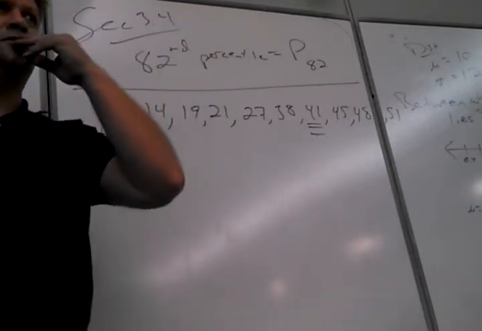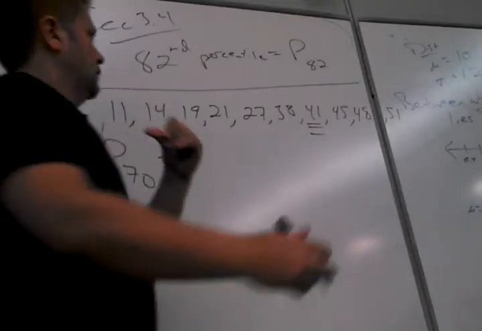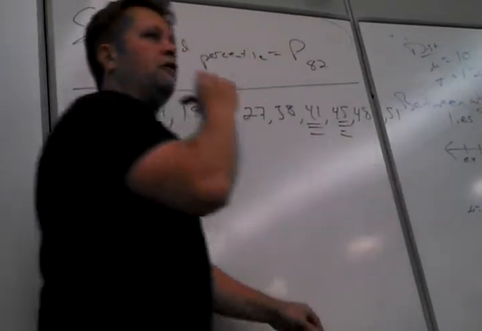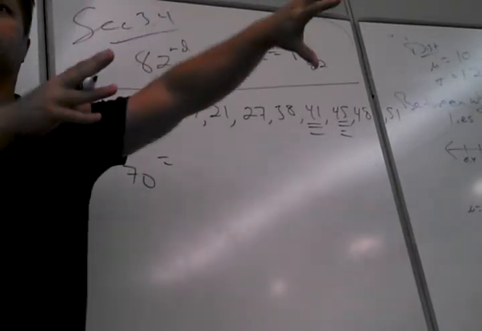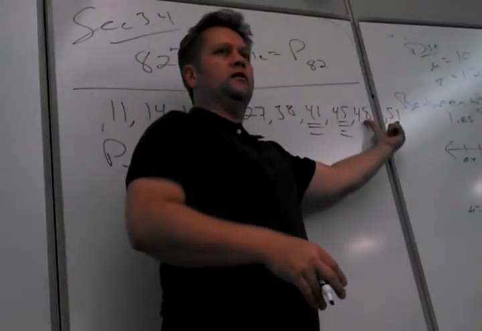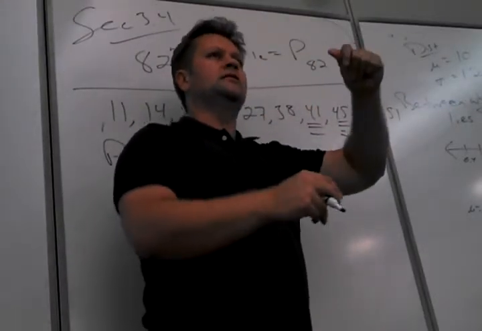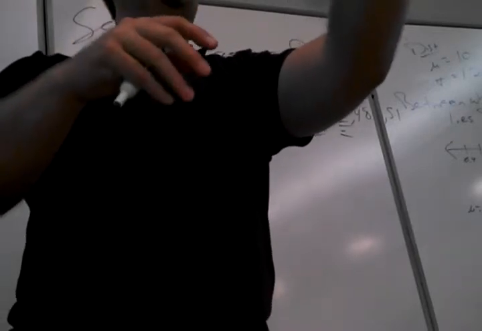So what's another guess? That's not right. 45. Another guess is 45. Still not right, but I like it. If you have 70% below you, how much should be above you? 30%. Well, how much is above 45? 20%.